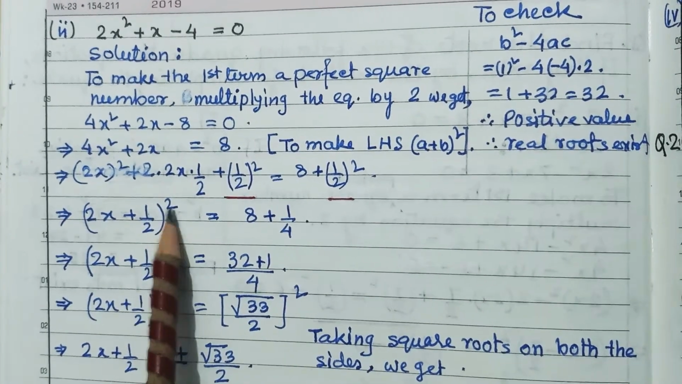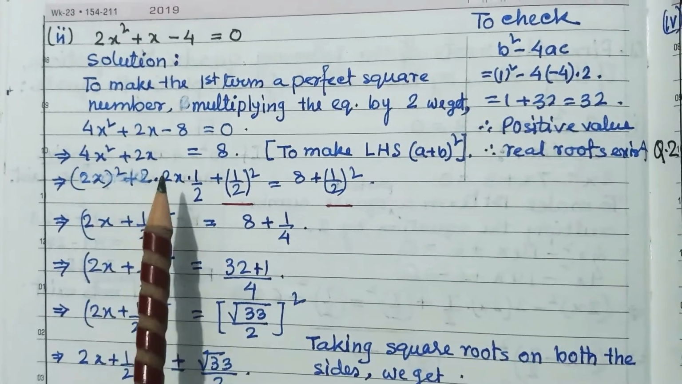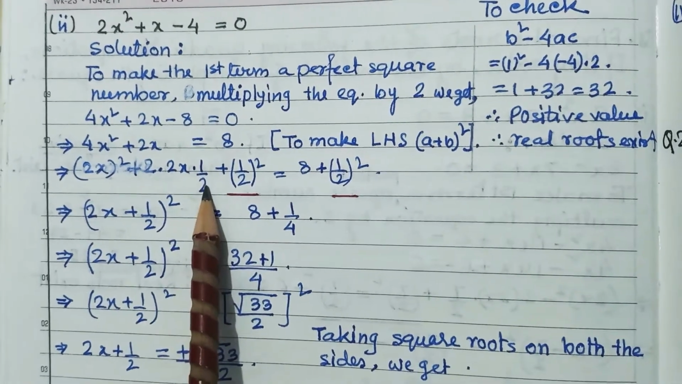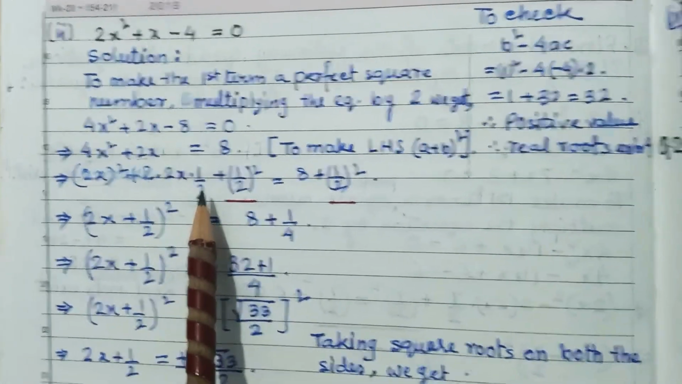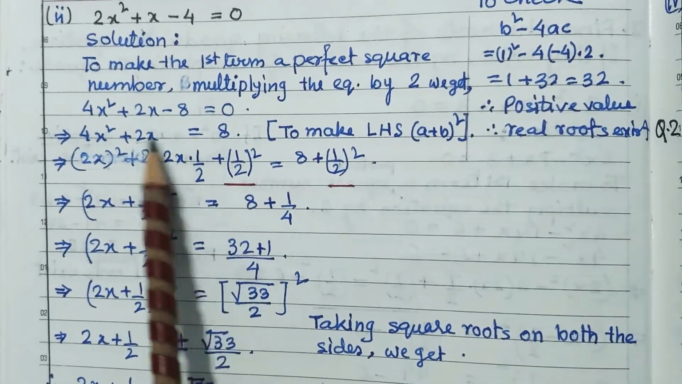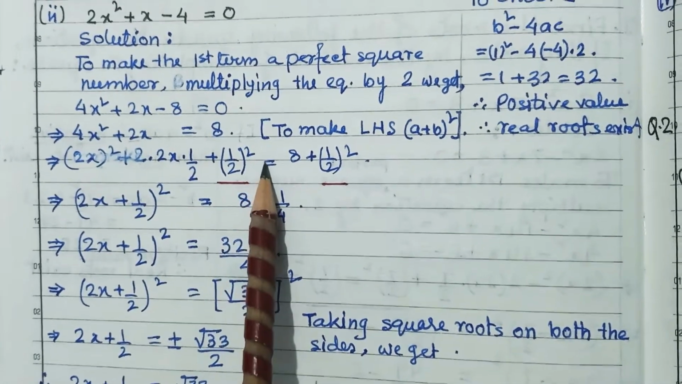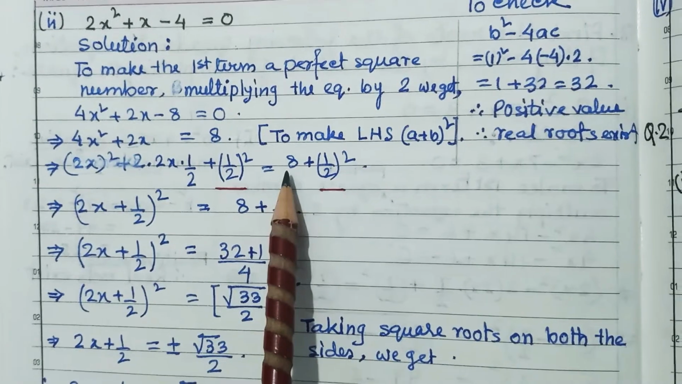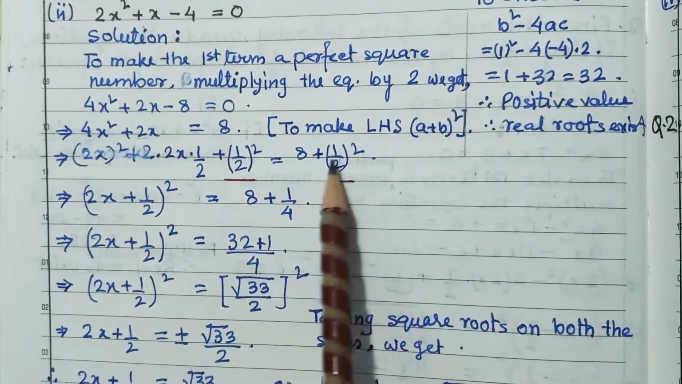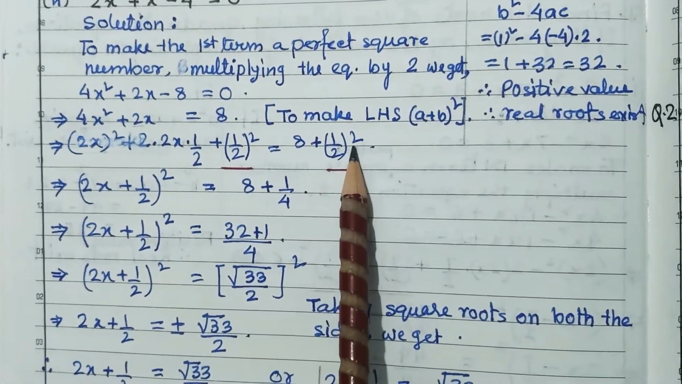To make it a perfect square, we have a square plus 2ab plus b square. For b we have to think what should be b. Now it is 2x. So the 2 cancels. So it is 2x plus half. We have taken b as a half. So half square is equal to 8 plus (1 upon 2) whole square. As we add (1 upon 2) square on this side, this side also you have to take plus (1 upon 2) whole square.